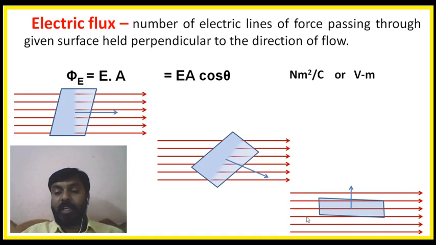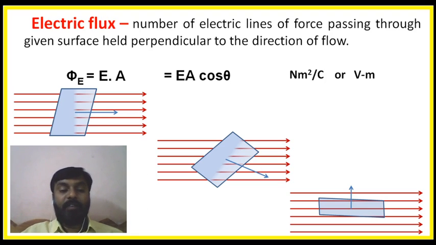In the third case, the area element is held parallel to the field lines. So the area vector will be perpendicular to the field lines. Theta becomes 90, hence cos theta is 0 and flux will be 0.